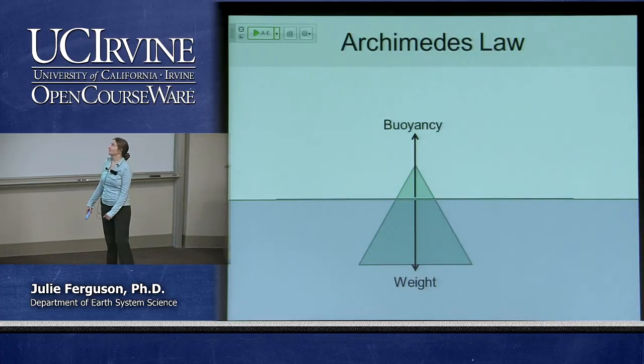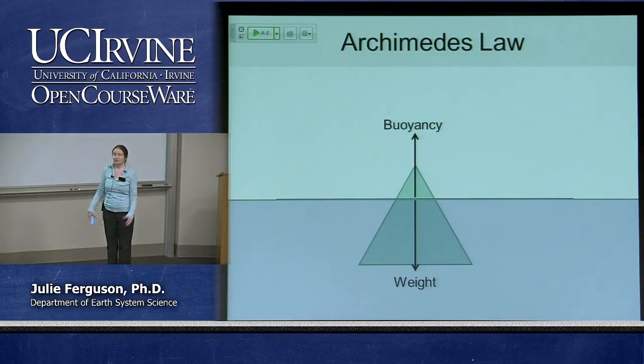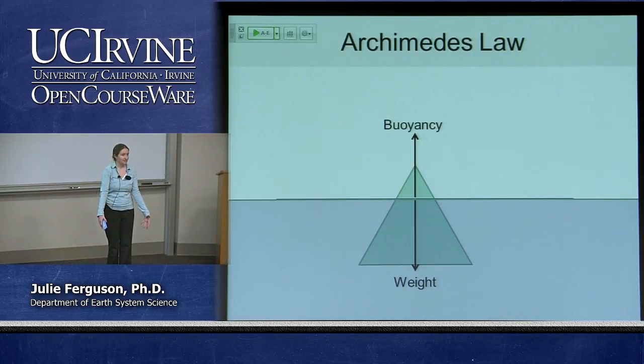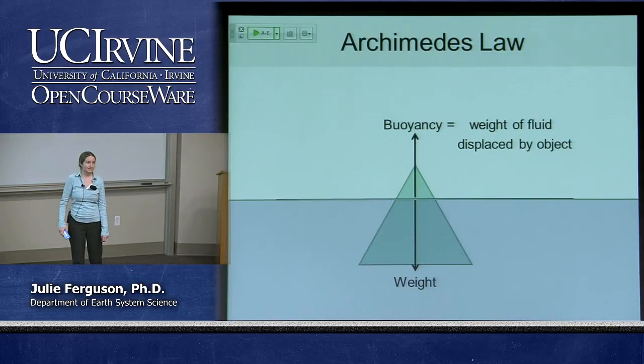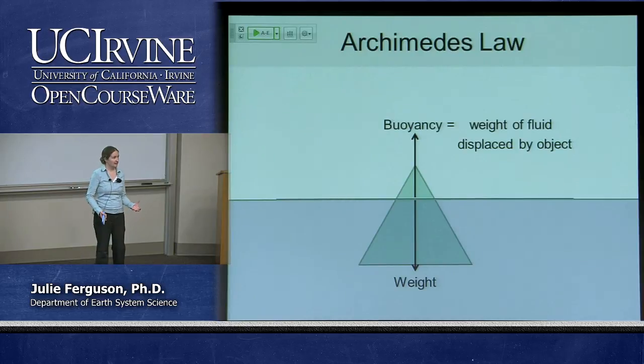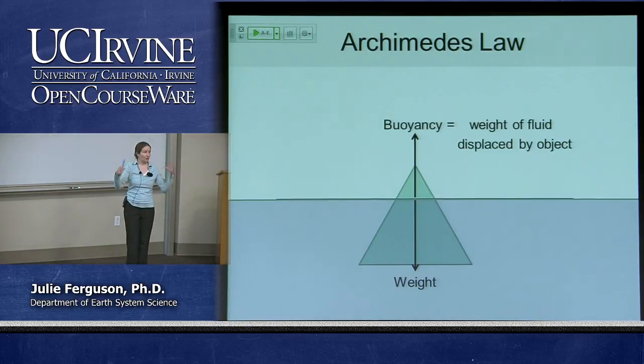So first of all, Archimedes' law basically says that the weight pulling an object down is going to be equal to this force pushing back, this buoyancy force pushing this object back up again. Okay. So we can write that as buoyancy equals the weight of the fluid that's displaced. So the weight of our object pushing down is going to be equal to the buoyancy, which is equal to the weight of the fluid that has been displaced by that object.